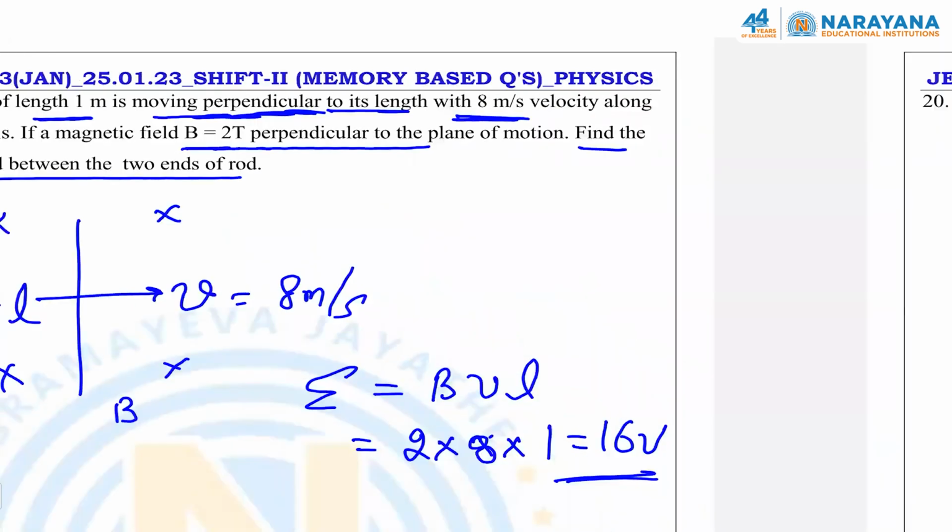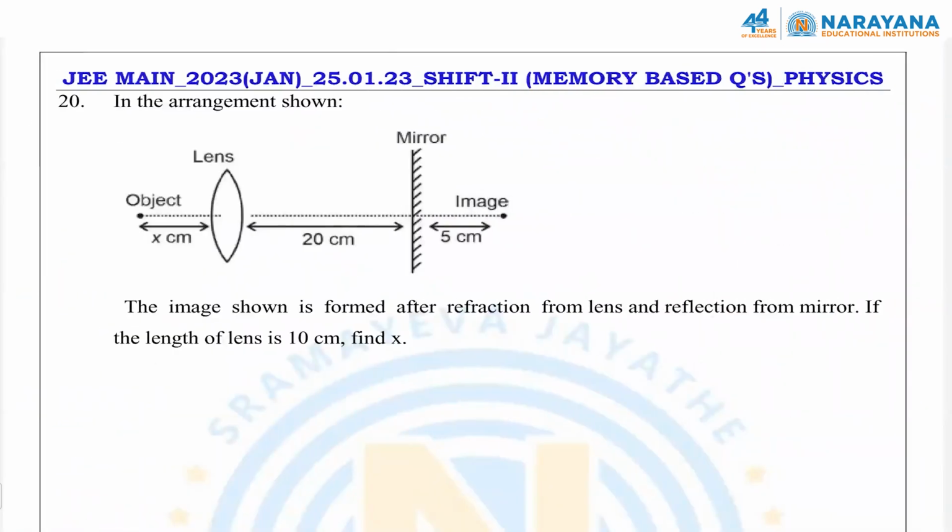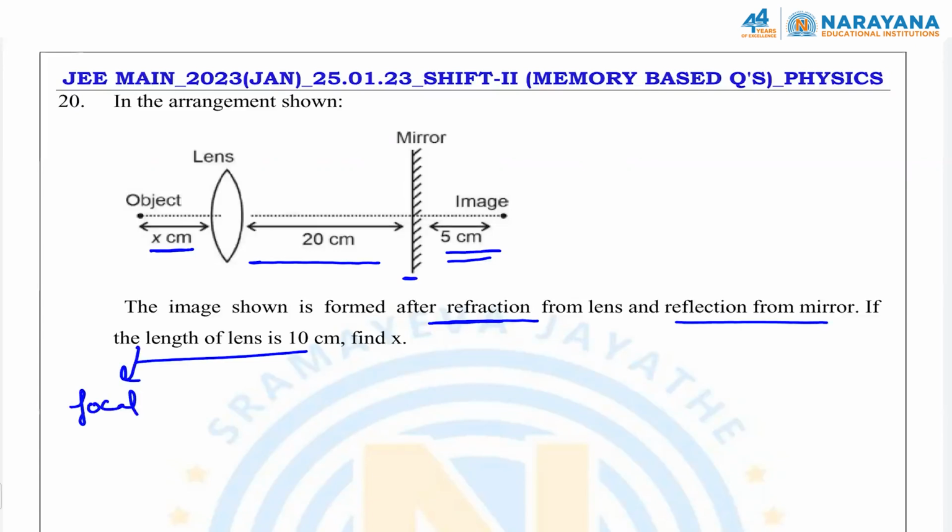Okay, let's move to the next question. Okay, somewhat calculative question. First time in the entire paper I'm seeing a bit of a calculative question. In this arrangement shown, we have a lens. Some object is placed at a distance x. Then 20 centimeter behind it there is a mirror, and it is shown that a final image is formed behind the mirror at 5 centimeter. The image is formed after refraction from the lens and reflection from the mirror. Focal length of the lens is given. Length of the lens, actually it should be focal length. So we want to find x.